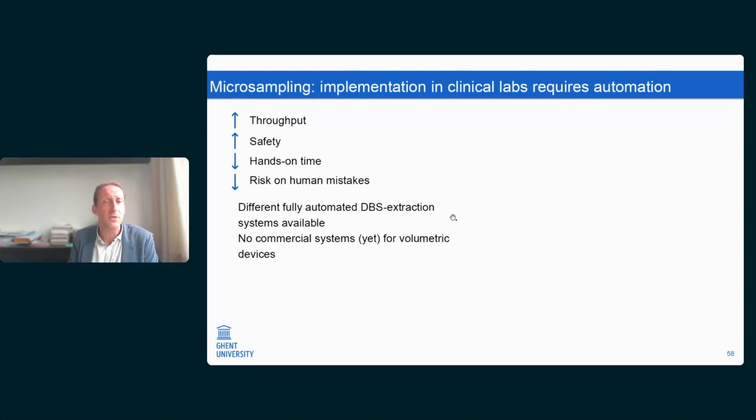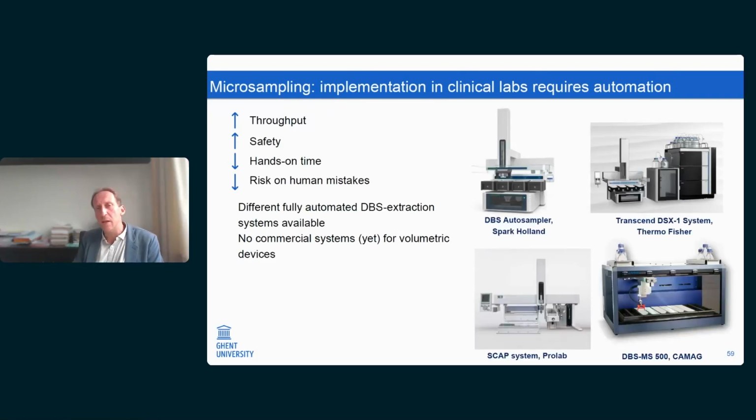At this point in time, there are different fully automated methodologies available for fully automated extraction of dried blood spots, so dried filter paper. But if we consider these alternative devices, there are no real commercial systems available yet, or widely available yet, that allow fully automated analysis of such volumetric devices. So here are just some examples of systems that have been marketed or that are currently being marketed.